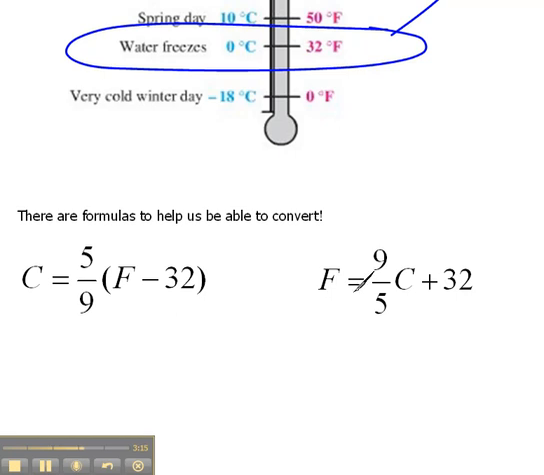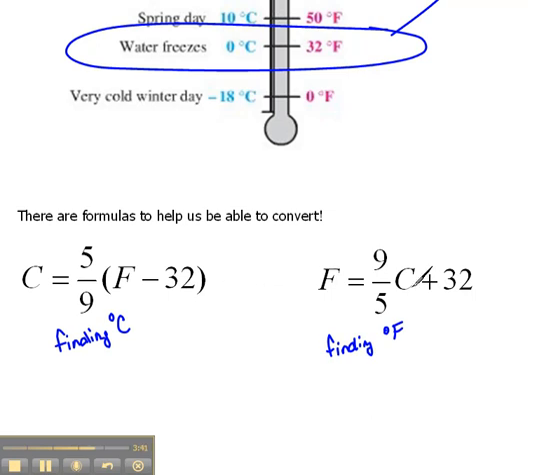So, for instance, if I knew the Fahrenheit temperature and I wanted to know what that is in Celsius, I'm finding Celsius, so I'm going to use this formula. This formula is for finding degrees Celsius. I'm going to use this formula if we are finding degrees Fahrenheit. But really and truly, they are the same.